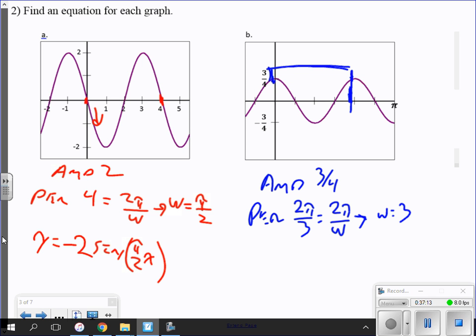And then are we going to do sine or cosine on this one? We're going to do cosine on this one. And does it need to be negative or positive? It's positive because it's doing the normal cosine thing. Y equals 3/4 cosine of 3x.